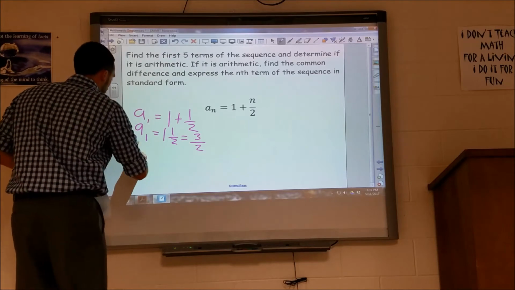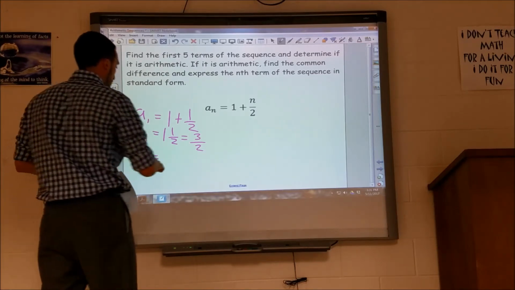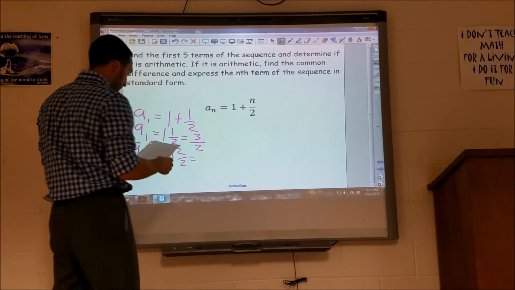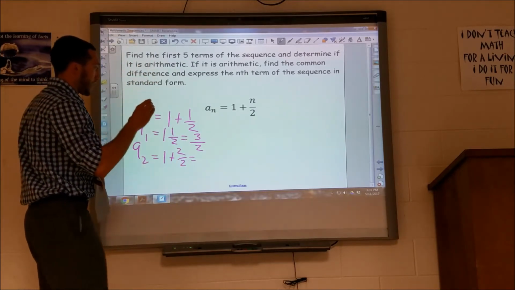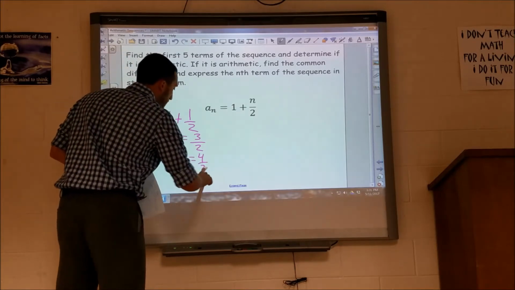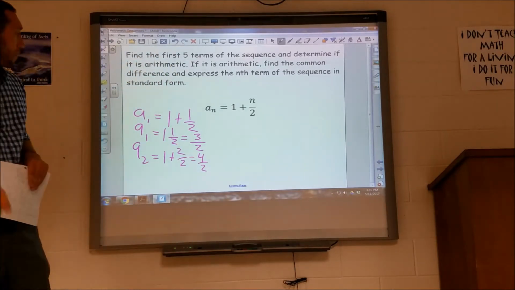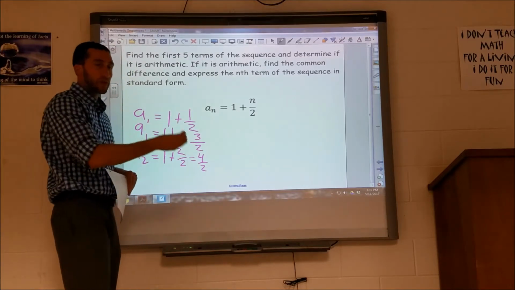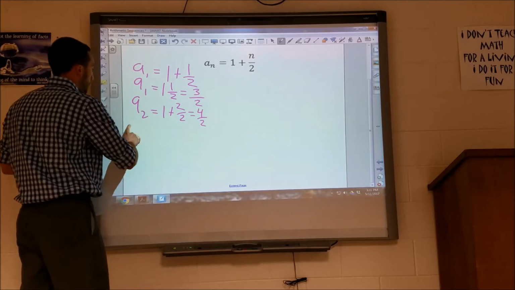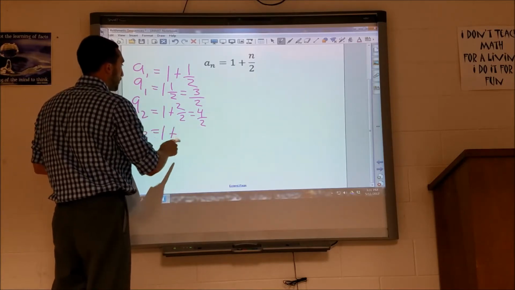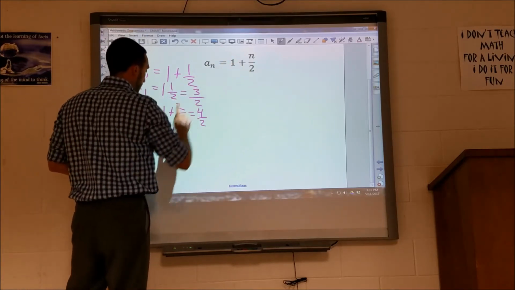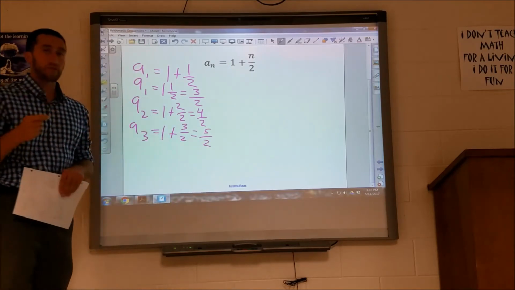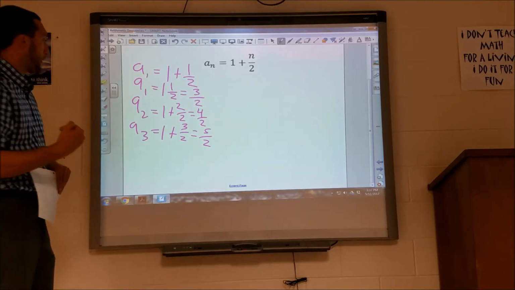That's my first term. My second term is equal to 1 plus 2/2, which gives me 4/2. It would simplify to 2, but since the first one was a fraction, I'm going to keep them as fractions so I can see what's happening each step of the way. The third term, I plug a 3 in for n, so 1 plus 3/2 is 5/2, so we can see the pattern here.